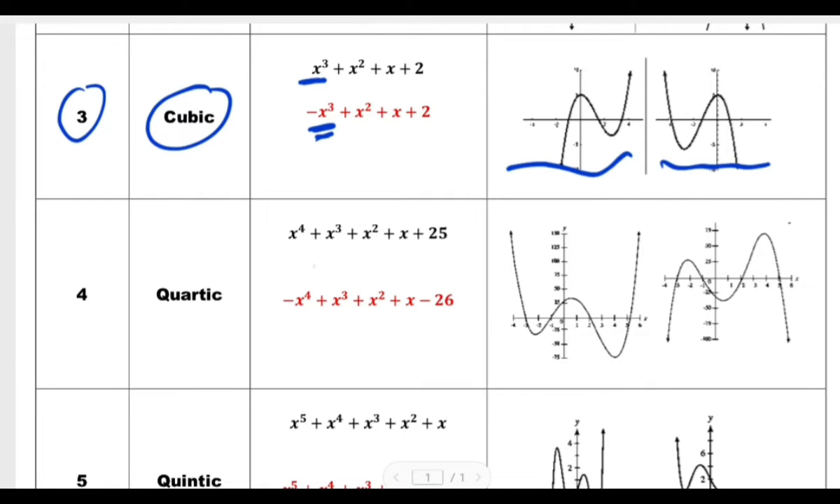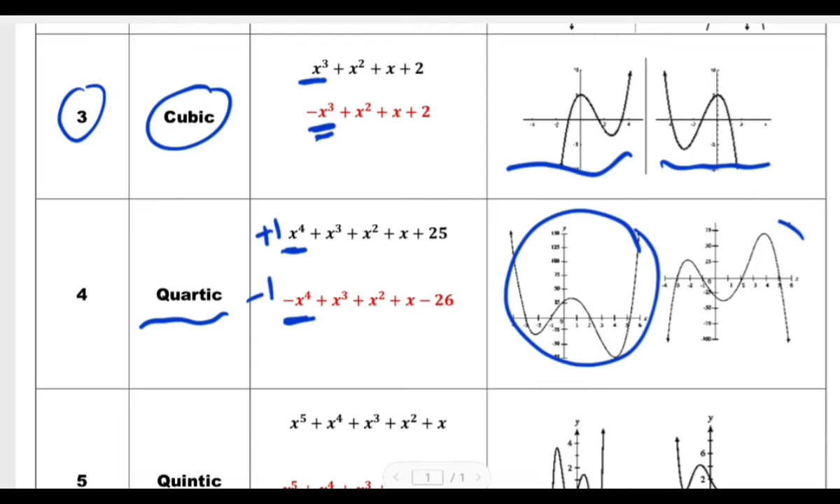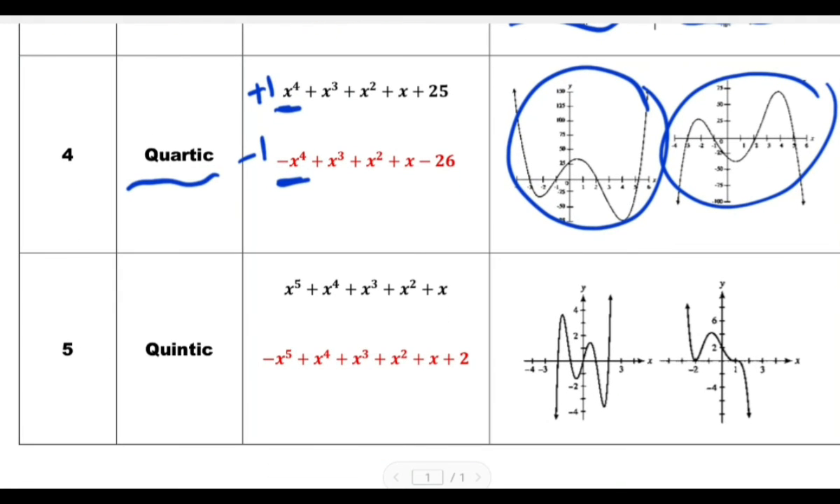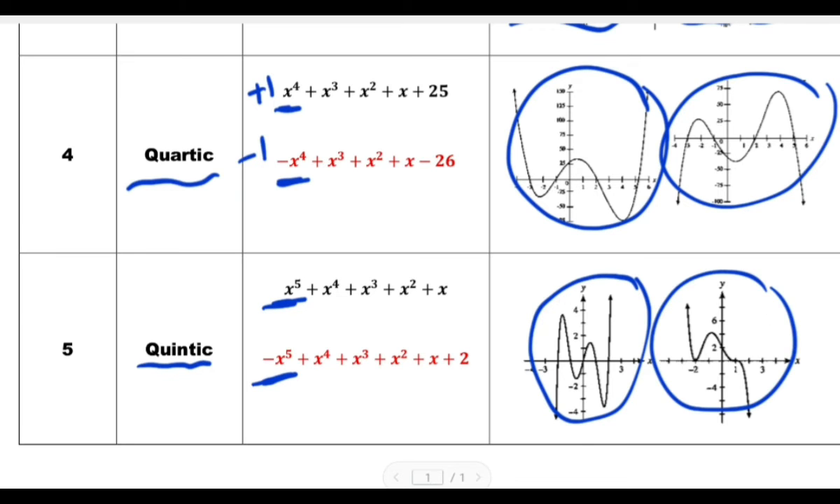If we have x power 4, we call this a quartic function, and the quartic function could be negative or positive also. Here is positive 1 and here is negative 1, the leading coefficient, and that looks positive and that one looks negative. And the last one we have is the quintic function, and the quintic function also, if it has a positive leading coefficient or negative, it looks like this and like that.